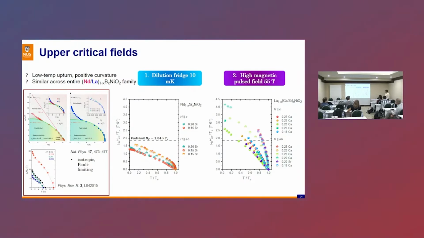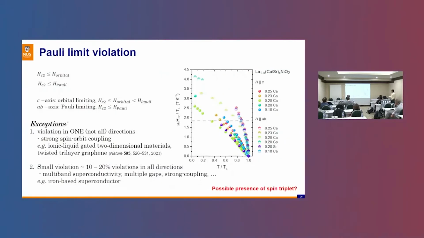These violations of the Pauli-limited behavior are a tricky thing that we cannot really find reasons for right now. Because if we look at BCS, you might have these violations, but not in a way similar to what we have.